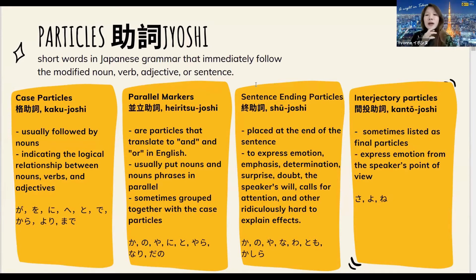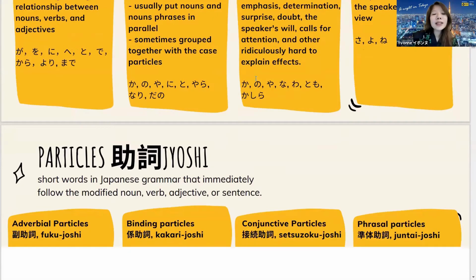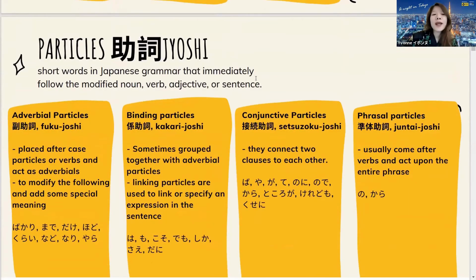All right. Interjectory particles, or they call it kanto joshi, sometimes listed as the final particles, express emotion, the speaker's point of view, like sa, yo, ne. So there's ne, so there's yo, sa, this kind of ending particle, the interjectory particles. All right. So they all are interrelated. All right. So what is the next one? So altogether, there's 8 of them, all right?